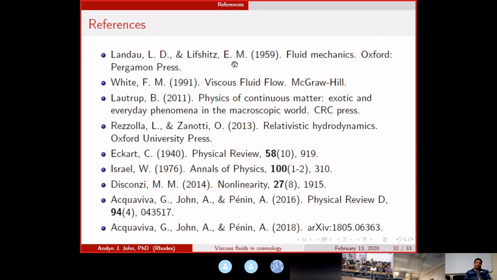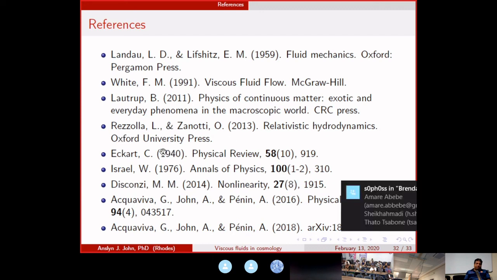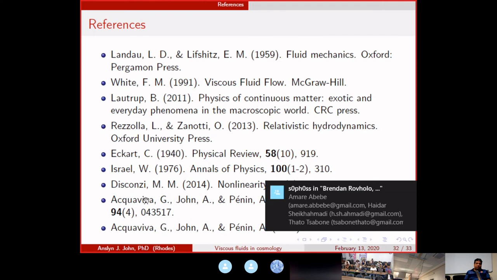These are some key papers. I can leave this up if anyone's interested. Anyone wanting to learn anything about fluid mechanics has looked at Landau and Lifshitz. This is the main tome. There's an excellent book on viscous fluid dynamics by Frank White, and a couple of more recent editions. This is a fairly nice book that I recently discovered by Lautrup. If you want to look at relativistic hydrodynamics, there's an excellent book by Rezzolla and Zanotti, which contains lots of the material on the dissipative hydrodynamics that I've showed here, like the Eckart and the Israel-Stewart theory. I've listed their main papers here, as well as Disconzi's recent paper, as well as my recent work on the use of bulk viscosity in structure formation.